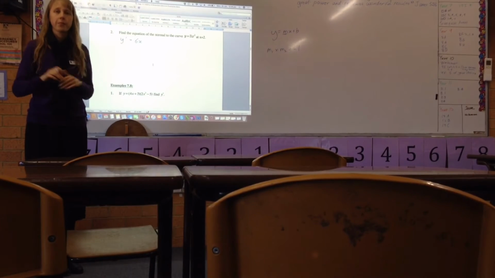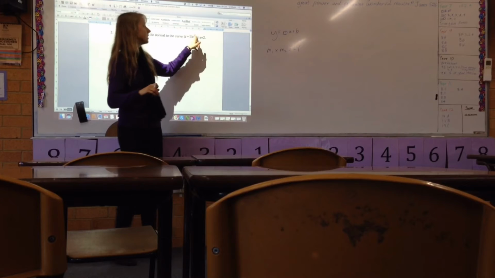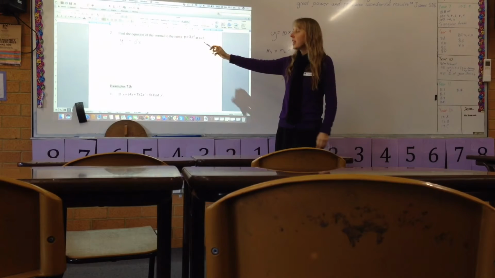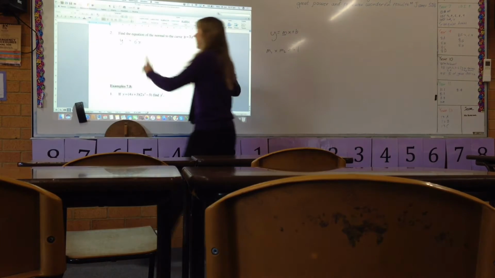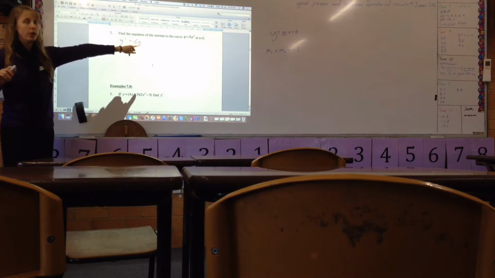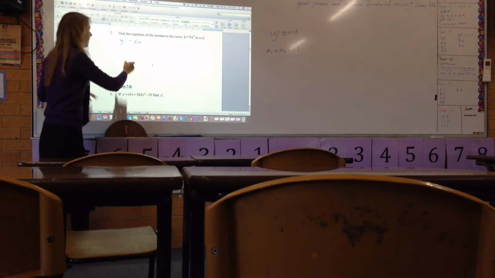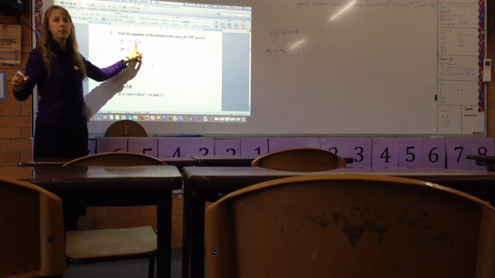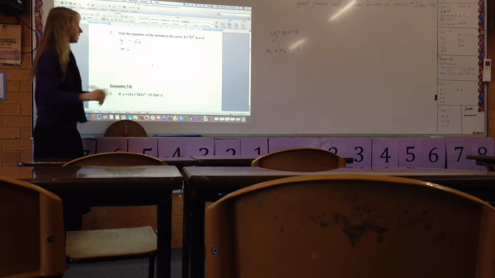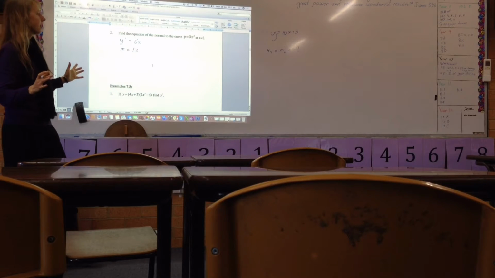Miss, to differentiate, do you just times the power by the front number or something? Yes, and then minus 1 from the power. Okay. So done step 1, we found the gradient function. But we haven't found the gradient at that point. We want to know it at the point where x equals 2. So to find that, I just put 2 into the gradient function. 6 times 2 is 12. That's it. Great, I've got that.